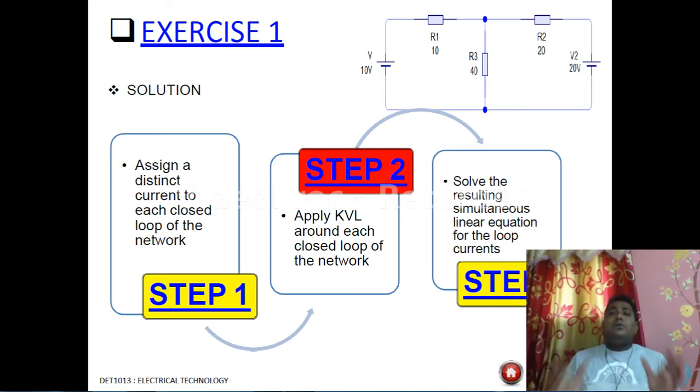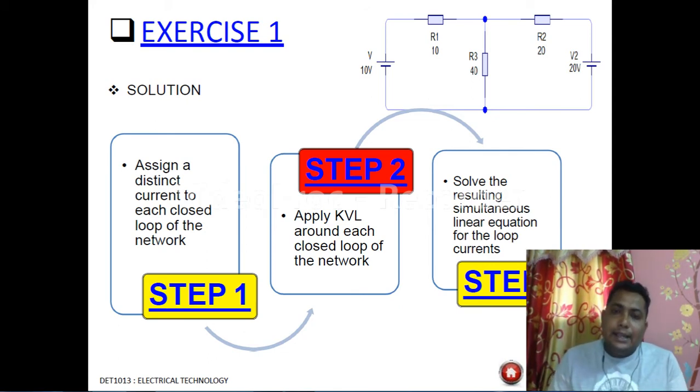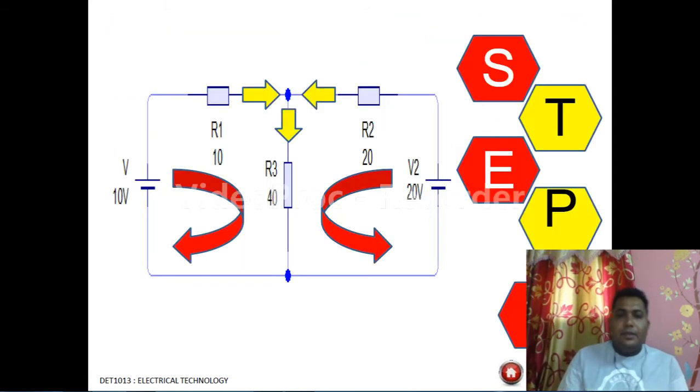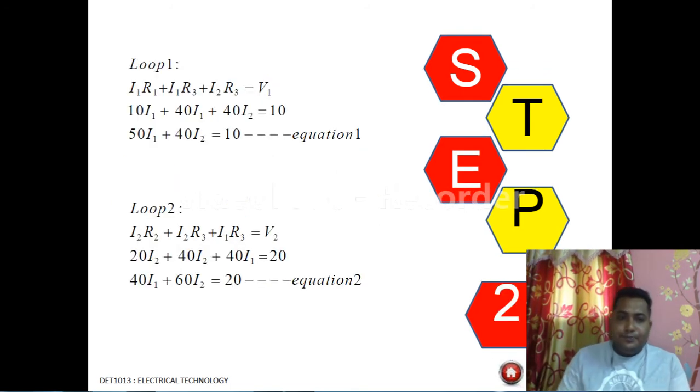So first we have to choose some current in the loops. After that we have to make the equations using that loop current and the resistance, and then we have to resolve that to find out the branch currents. Yes, see, there are two loop currents. Step 1, they have assumed two loop currents, correct? Determined, shown by the red arrow mark. So these are the loop currents they have assumed, and as per that they have made that equation that we have already discussed.